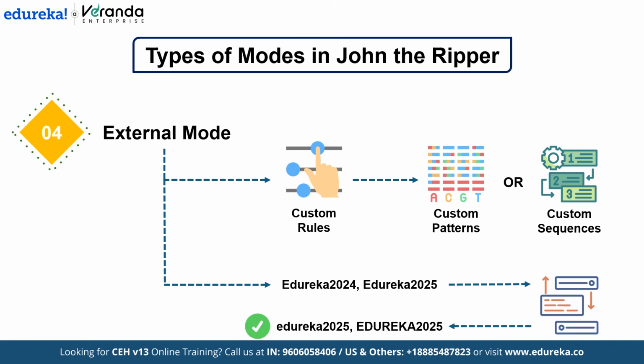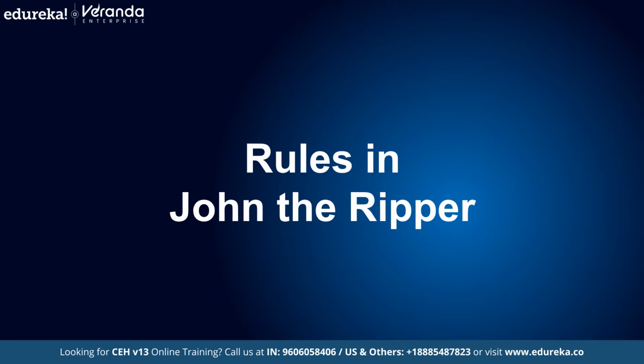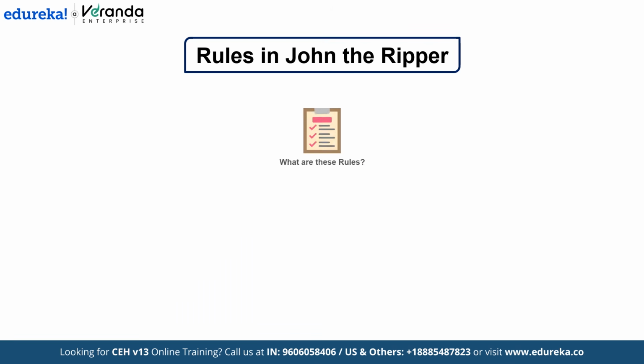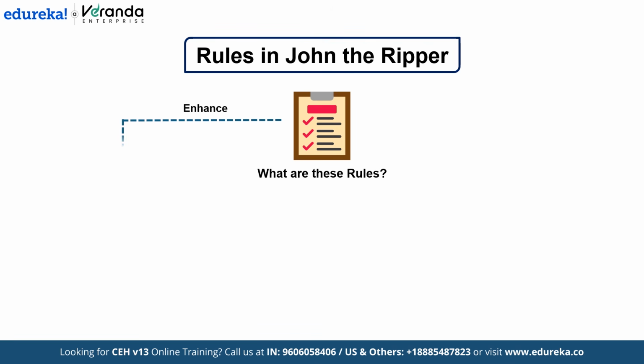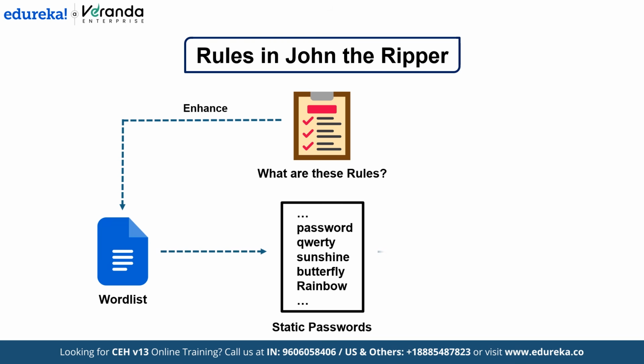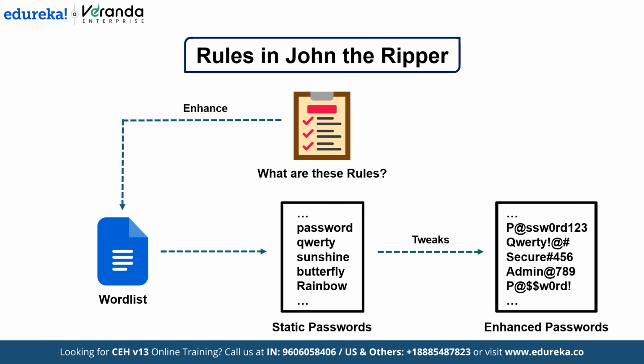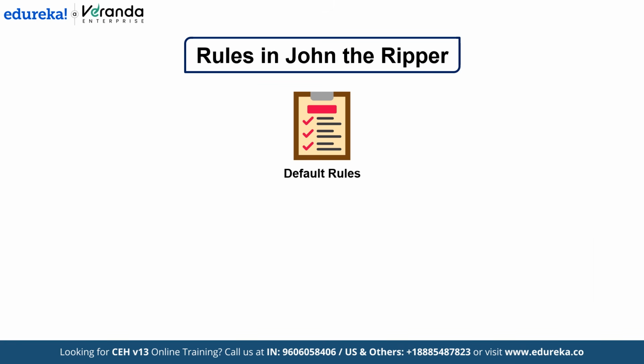Now that we have explored the various modes in John the Ripper, let's explore them further and see how rules can enhance these modes to make password cracking even more efficient. So what are rules in John? Rules allow you to modify or enhance word lists dynamically. Instead of using a static list of passwords, John can tweak each entry in multiple ways to try different variations, such as adding numbers, changing cases, or substituting characters. And by default, John comes with pre-configured rules designed to make word lists more effective.